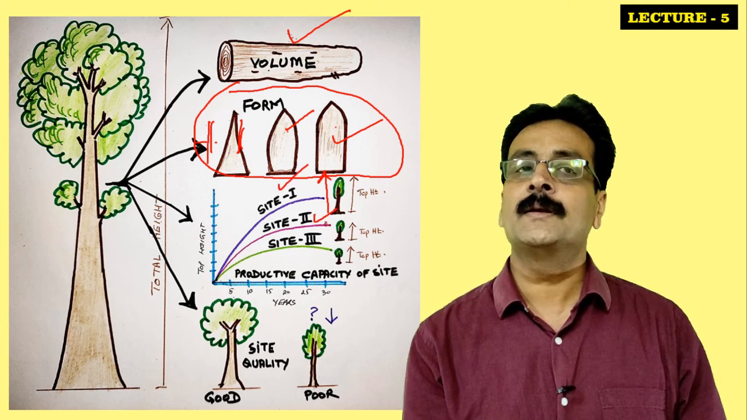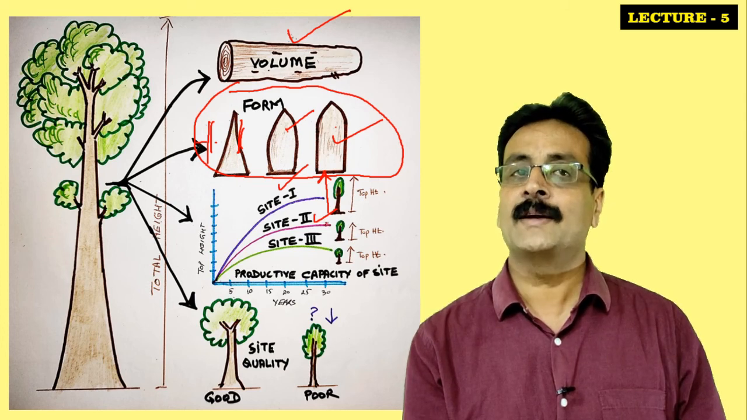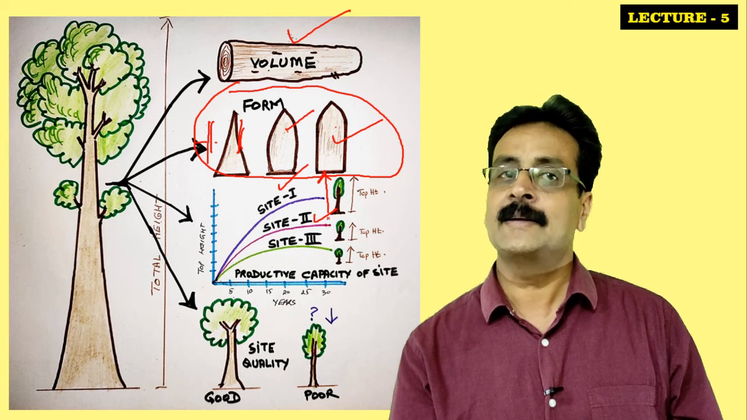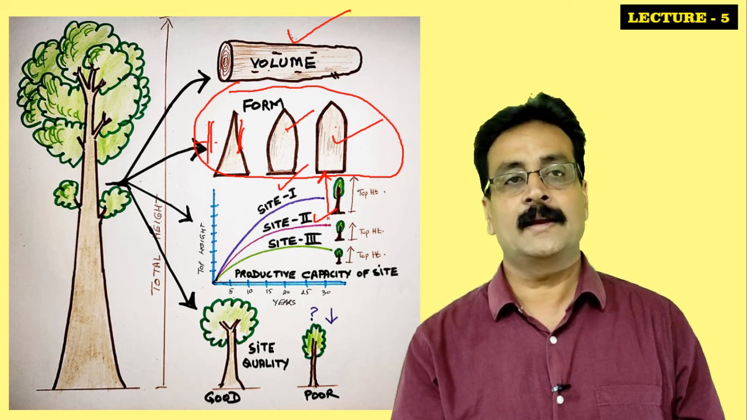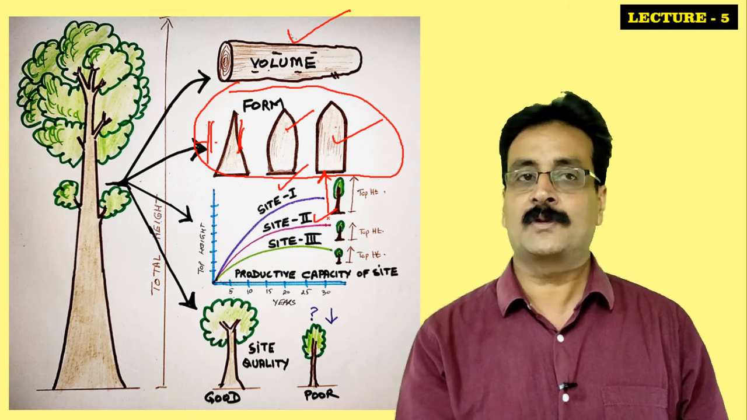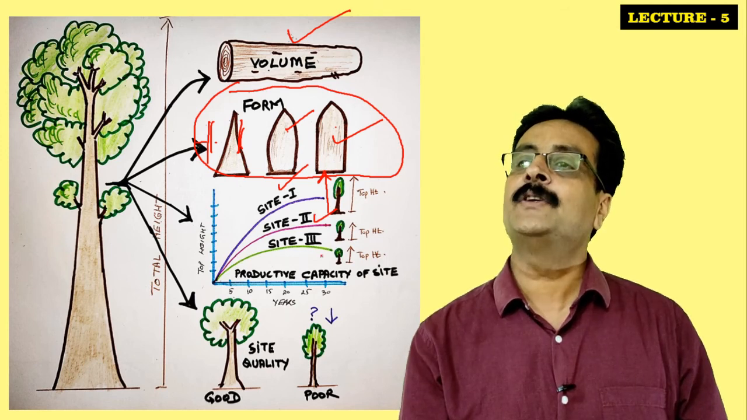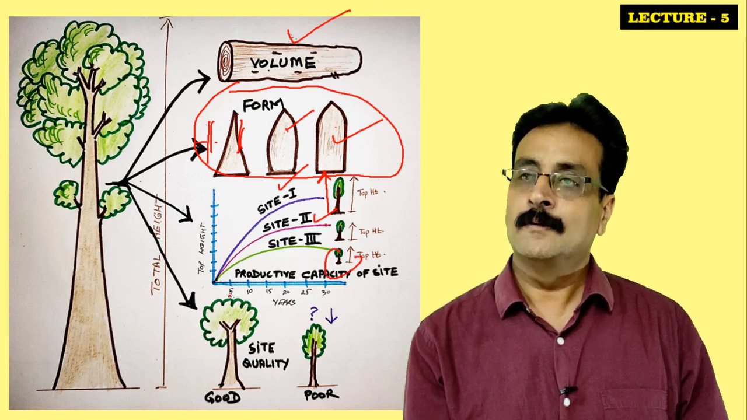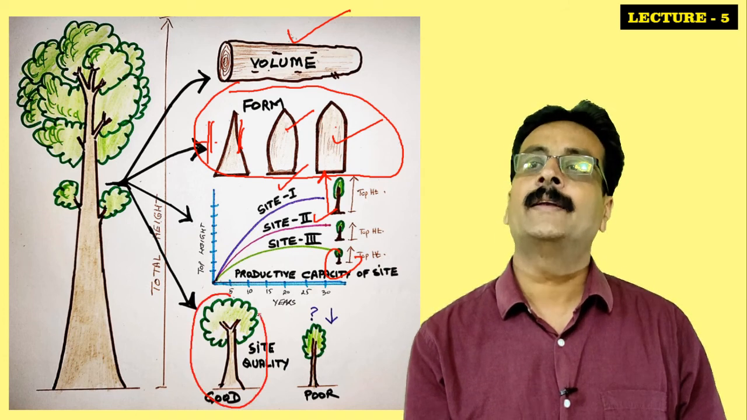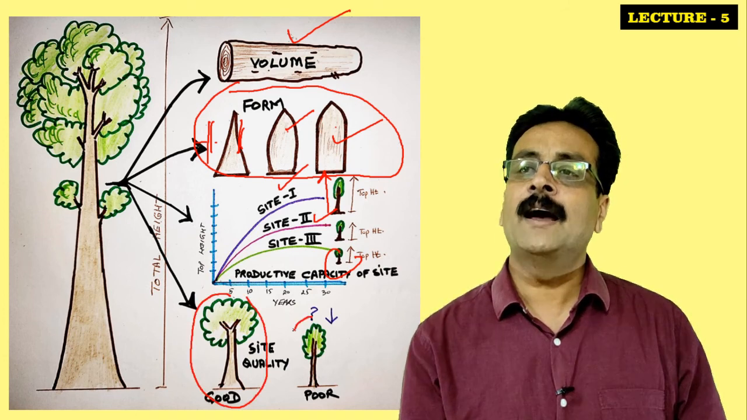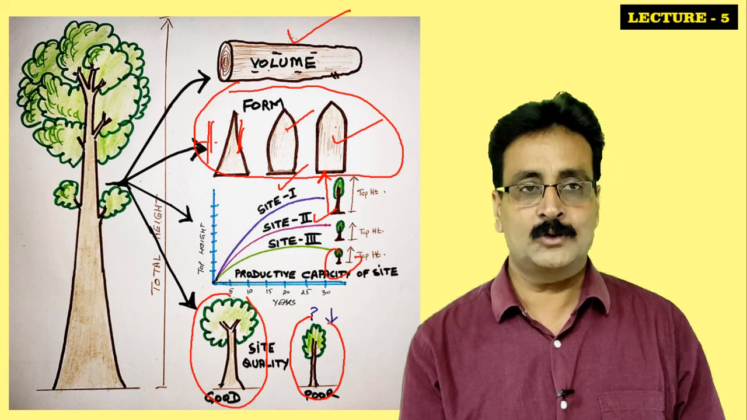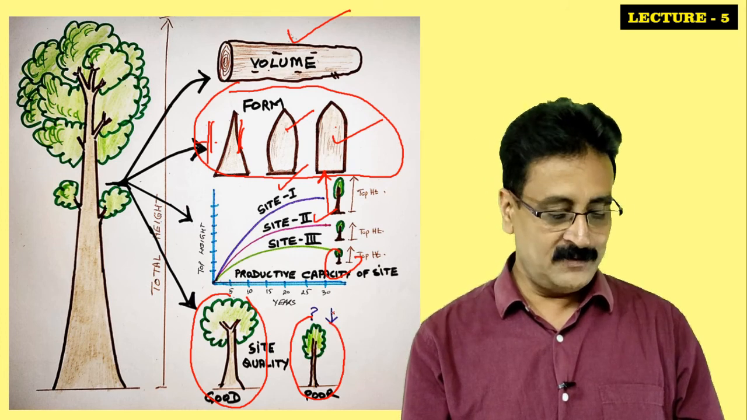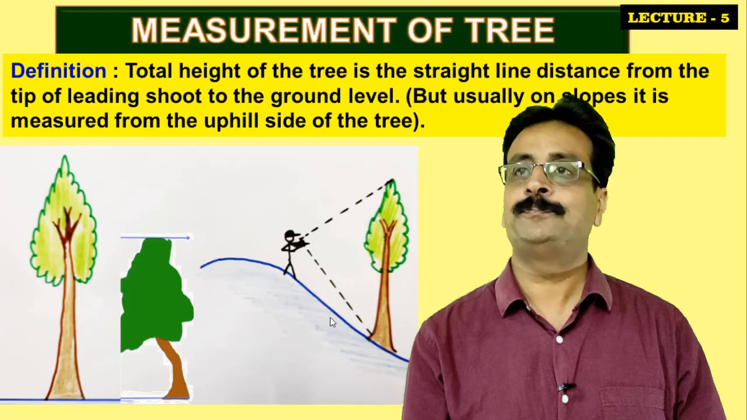Site 2 is a bit less or poor. Poor site means the same species has a bit less height in the next site, so we can make an index for that. Then site 3 is very poor. So a good site will have a good height, and a poor site will have less height. So height indicates the site quality, and that is very, very important for us.